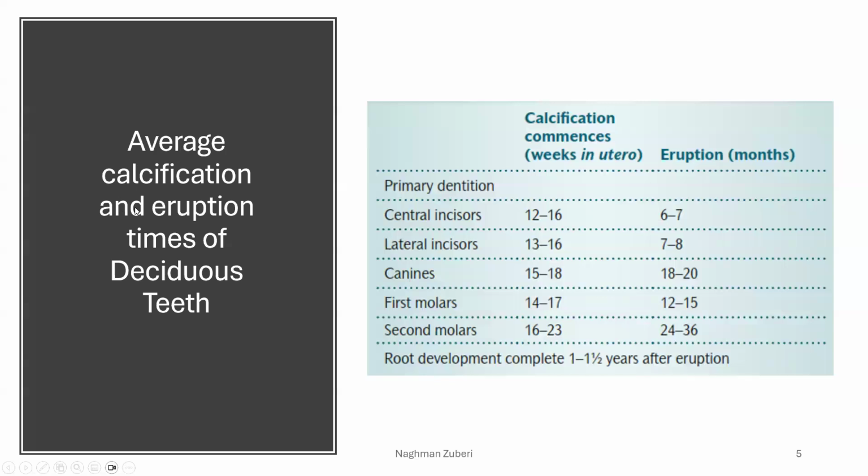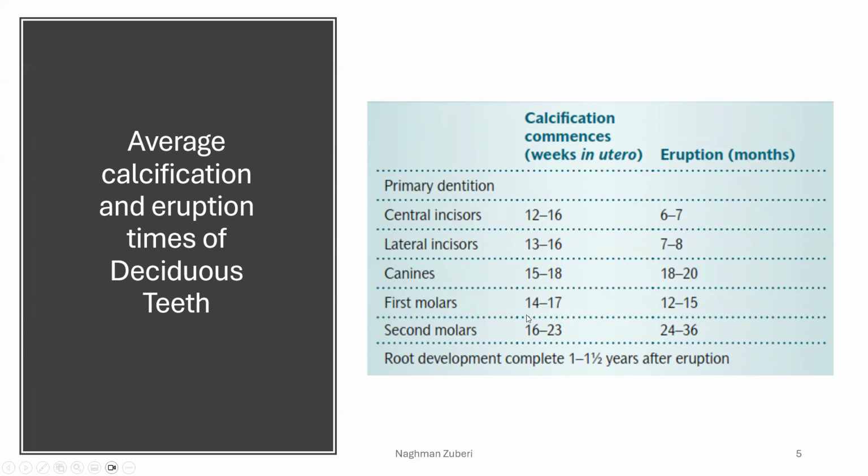Well, if we look at the average calcification and eruption times of the deciduous teeth, this I have taken from Laura Mitchell's book of orthodontics. Calcification commences in weeks in utero and eruption in months for the primary dentition. Central incisors: 12 to 16 weeks in utero, and eruption at 6 to 7 months. Lateral incisors: 13 to 16 weeks in utero and 7 to 8 months for the eruption. Canines: 15 to 18 weeks in utero and 18 to 20 months for eruption.